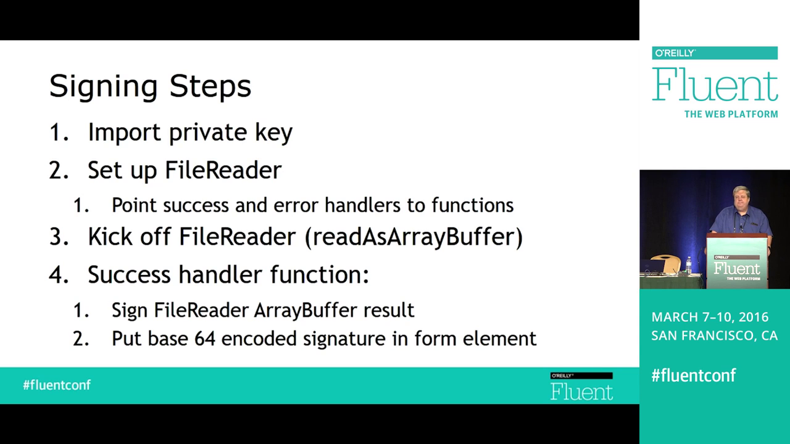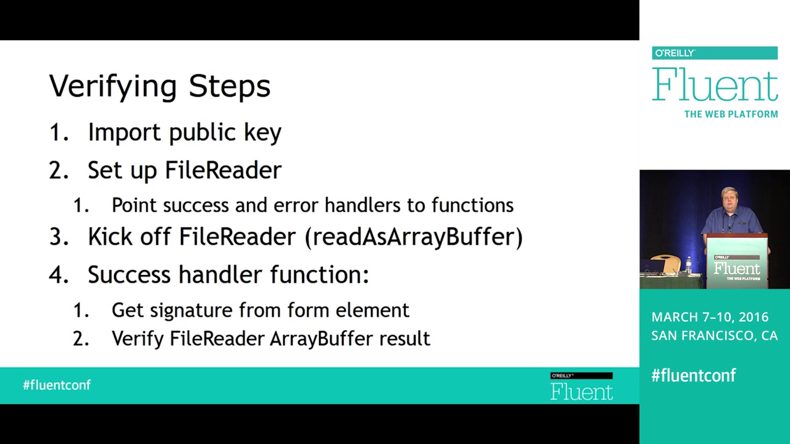So in order to do signing, remember we would have already done the generate key and had those exported keys sitting in the form. So in order to do signing, we'll take the private key and import it to the crypto key, set up a file reader, and on success of the file reader, call the subtle crypto's sign method to produce a digital signature and put that encoded signature in a form element. For verifying, it's pretty similar. You're going to import the public key, however, set up the file reader, and when the file reader is finished, we're going to pull in the signature that's in a form element and send the signature and the file and the public key to the subtle crypto verify operation in order to find out if the signature is valid or not.